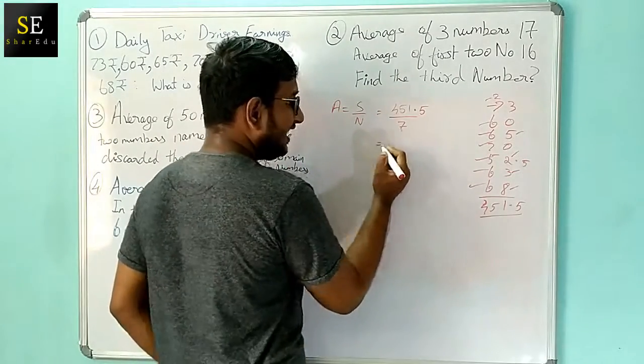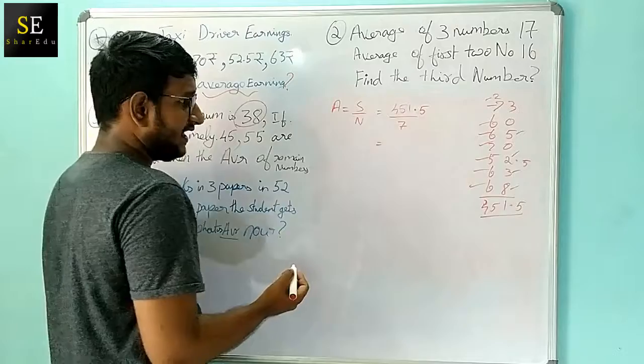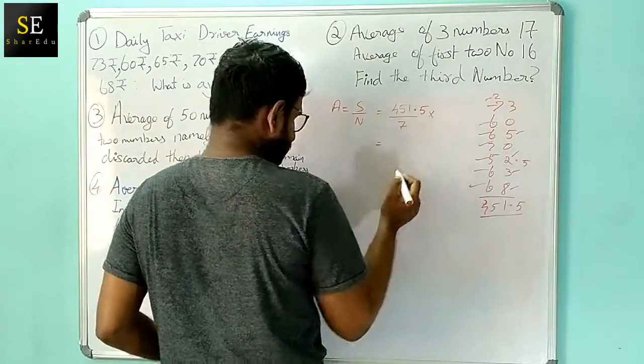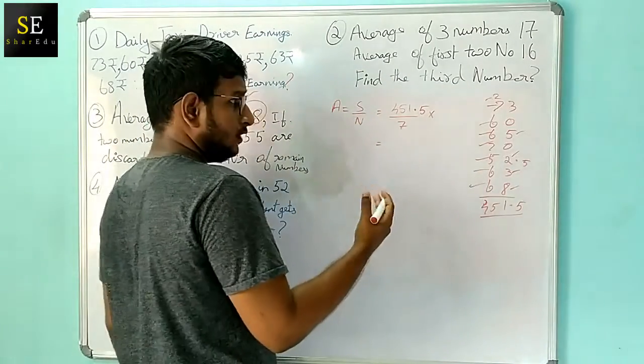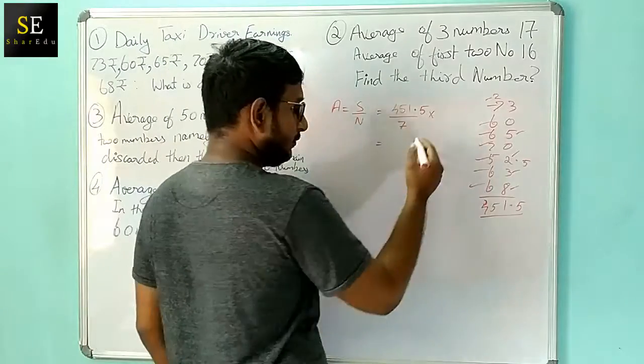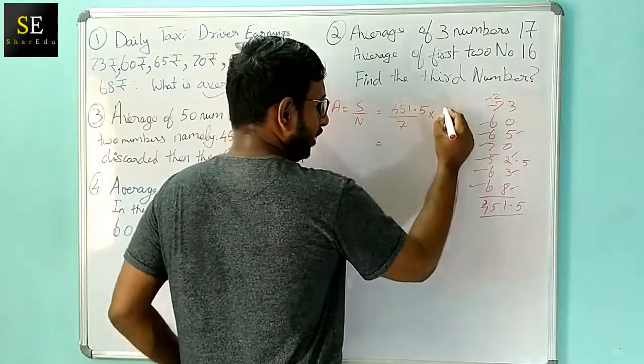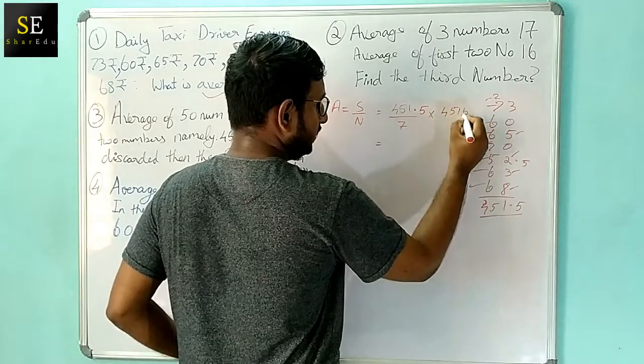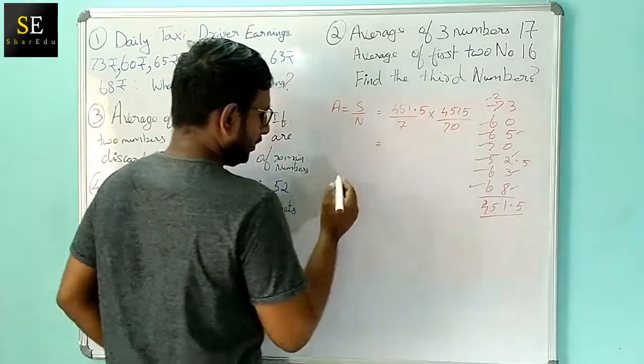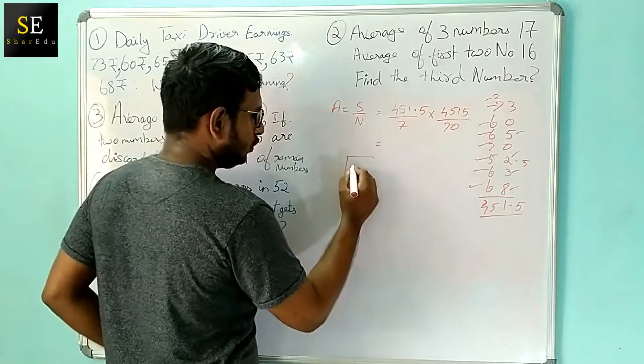Now we are going to find the average earning. So in order to find the average earning, we have to divide this by 7. In order to make my calculation simple, I am going to multiply both numerator and denominator by 10. So I will get the whole numbers 4515 and 70. So I am going to divide that.